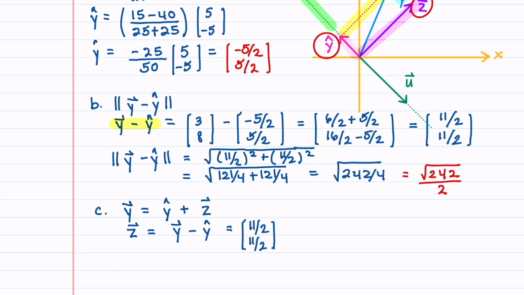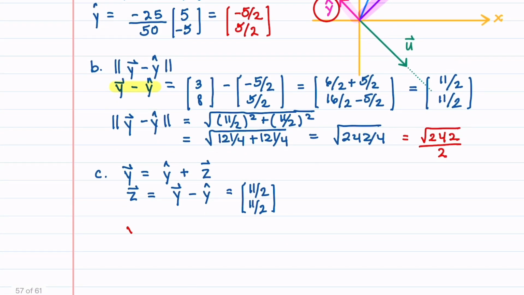So all we have to do is basically just write down our answer. Our vector y is our vector y hat, which is our minus 5 over 2 and 5 over 2. That's our vector in the span of u, plus our vector z, which is our vector orthogonal to u, and that's our vector with the 11 over 2 in it.